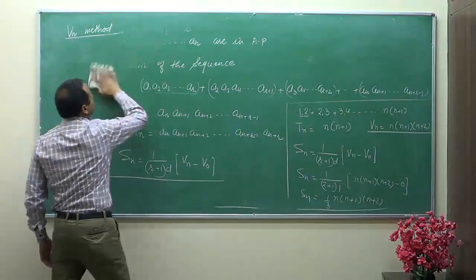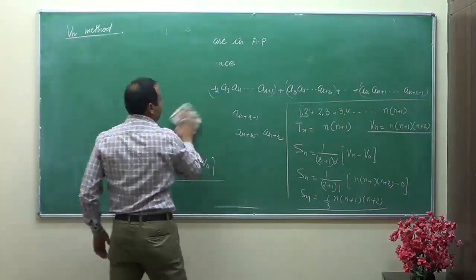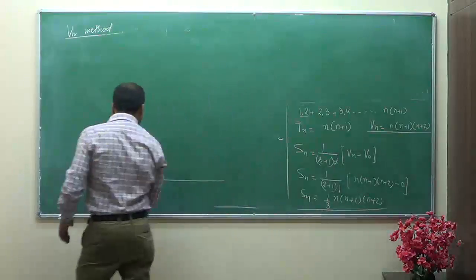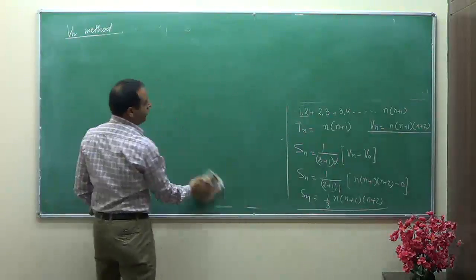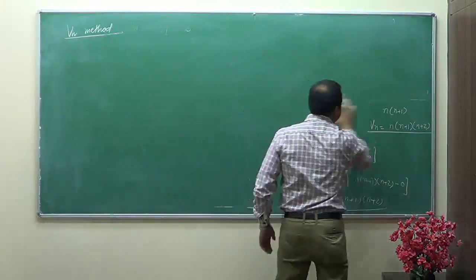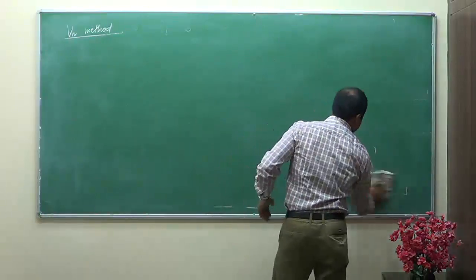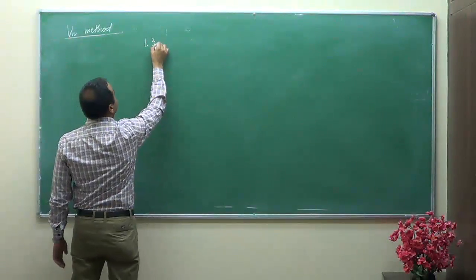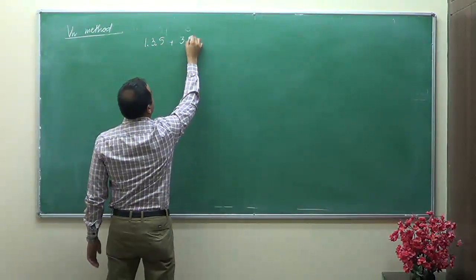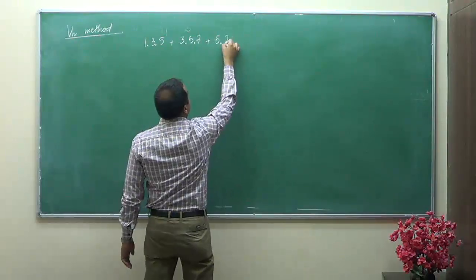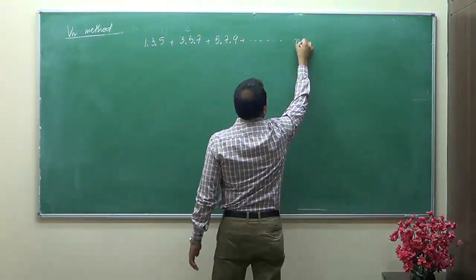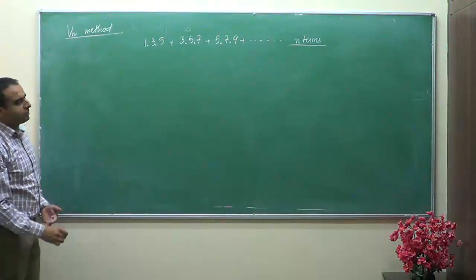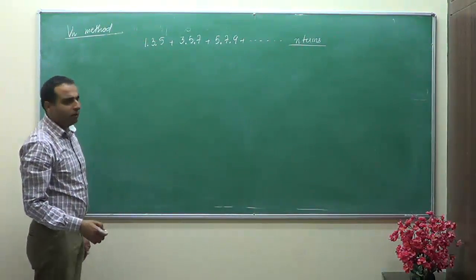एक और सवाल देखिए. Find the sum of the sequence 1 into 3 into 5, 3 into 5 into 7, 5 into 7 into 9 up to n terms. 1 into 3 into 5 plus 3 into 5 into 7 plus 5 into 7 into 9 up to n terms.